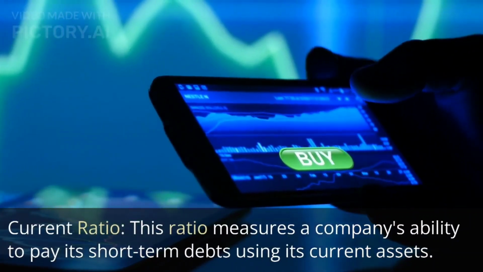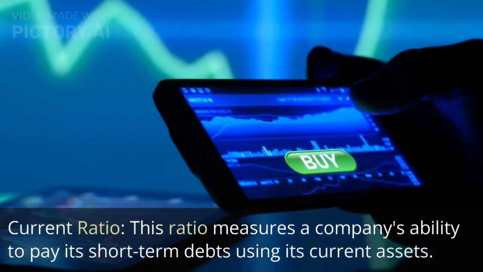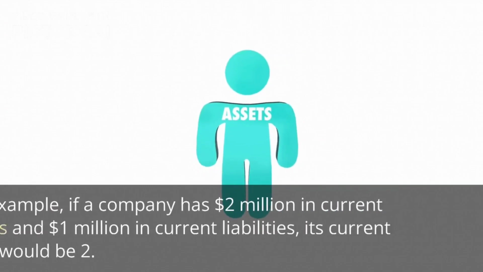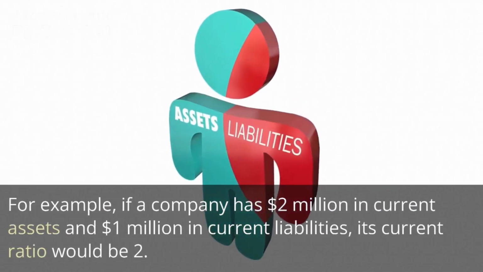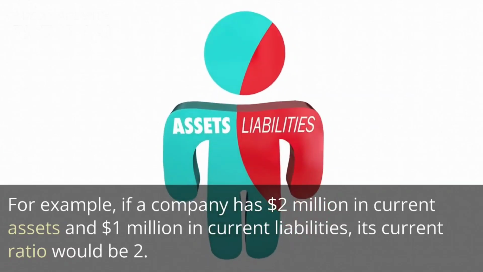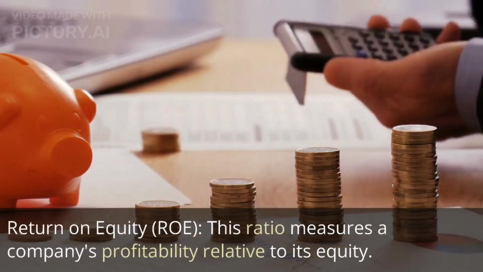Current ratio. This ratio measures a company's ability to pay its short-term debts using its current assets. For example, if a company has $2 million in current assets and $1 million in current liabilities, its current ratio would be 2.